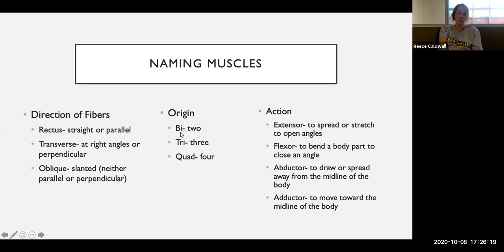Anytime you hear bi, tri, or quad, that means 2, 3, or 4. Our biceps have 2 muscles or 2 origins. Our triceps have 3, and our quadriceps have 4. So anytime you hear bi, associate that with 2 muscles, tri, 3 muscles, quad, 4 muscles. And then lastly, based off their action. An extensor would be to open an angle, a flexor would be to close an angle, an abductor would be to move away from midline, and an adductor would be to add towards midline.